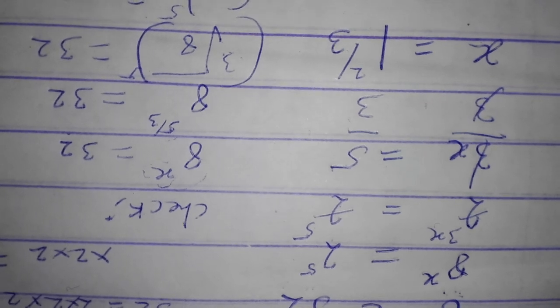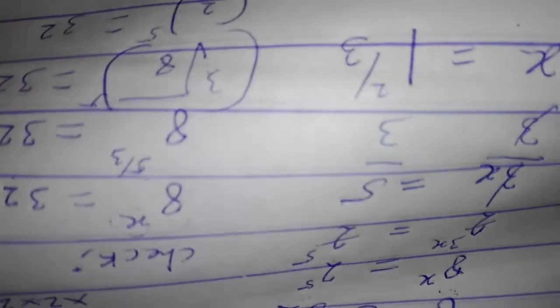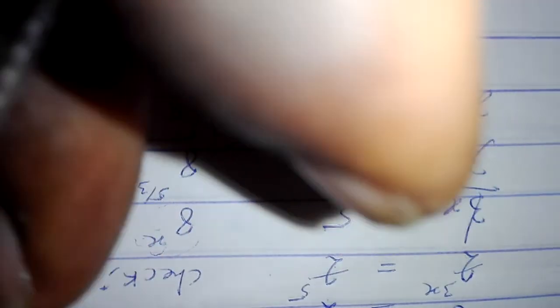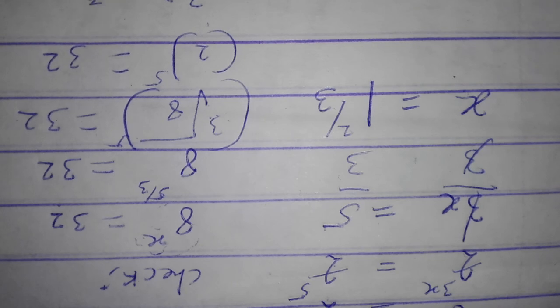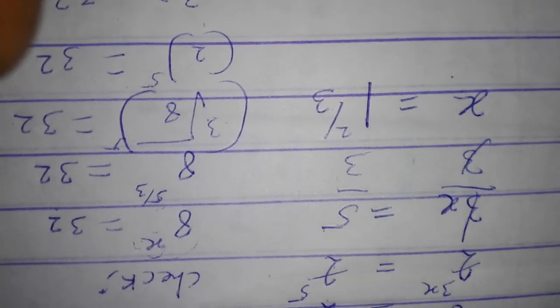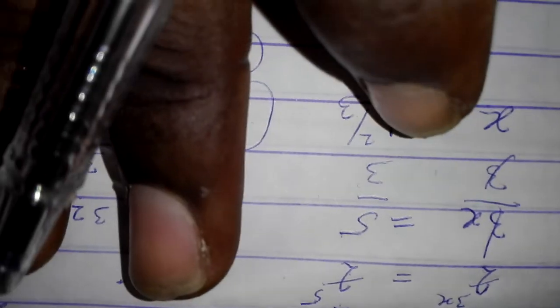So remember I told you earlier that 2 raised to power 5 will give you 32. So therefore 32 is equal to 32. Equation balance.